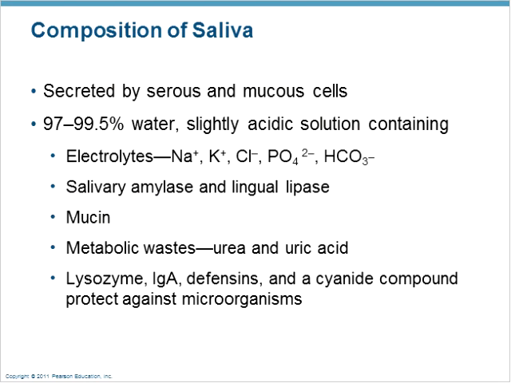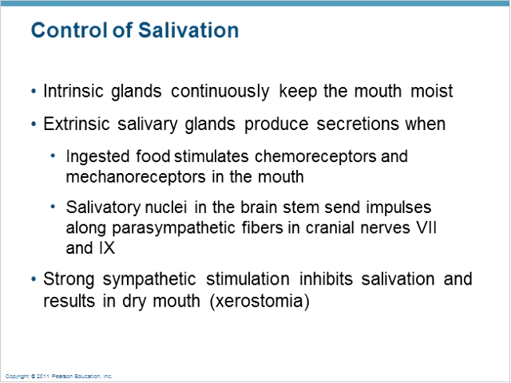The composition of saliva: it is secreted by the serous and mucous cells. It's about 97 to 99.5% water. It's slightly acidic, but it contains electrolytes to include sodium, potassium, chloride, phosphate, and bicarb. It contains salivary amylase and lingual lipase to break down starches. It has mucin in it. It has metabolic waste to include urea and uric acid. It contains lysozyme, IgA antibodies, defensins, and a cyanide compound that protects against microorganisms. Yes, a cyanide compound. Not a cyanide compound that hurts us, but a cyanide compound.